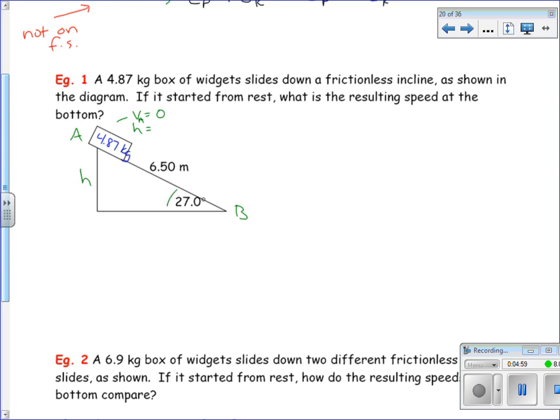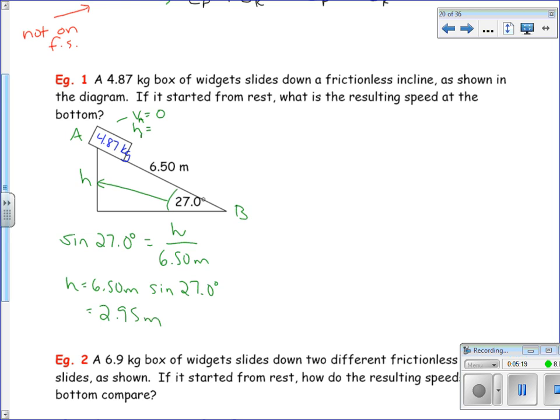So from the 27 degrees, h is opposite. So sine 27.0 degrees is equal to h over 6.50 meters. So h is 6.50 meters times sine of 27.0 degrees, which gives you 2.95 meters. So that's our height at point A, 2.95 meters.